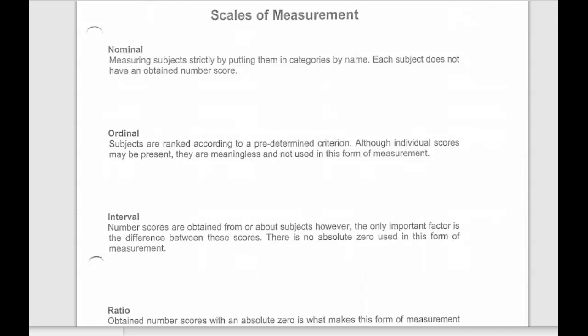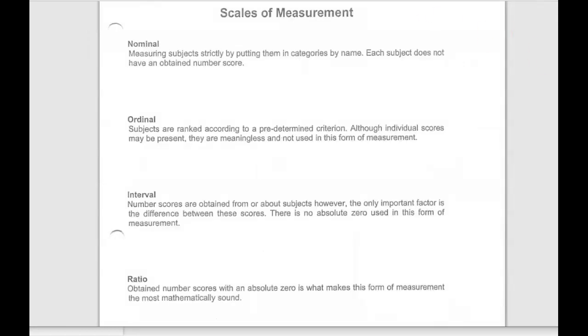Speaking of scales, maybe I can reduce this a little so you can see all 4 at one time. So, nominal, ordinal, interval, and ratio. In my opinion, the first one and the last one are more obvious, whereas the middle two, ordinal and interval, are easier to get confused.